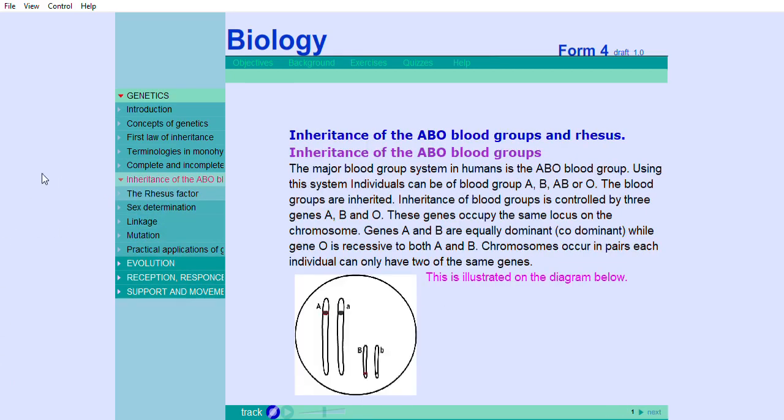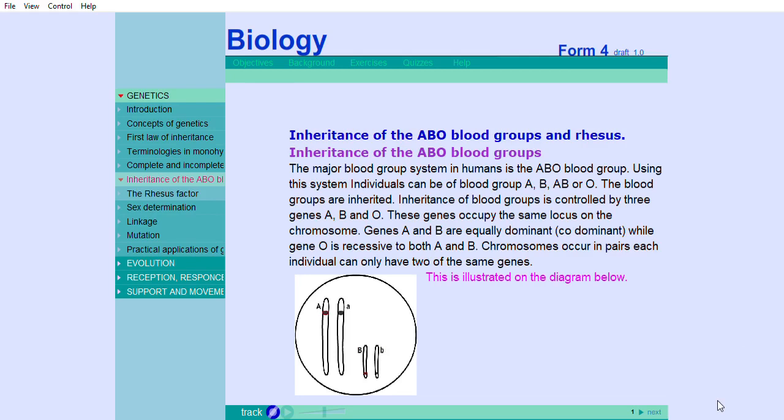Inheritance of the ABO blood groups and rhesus factor. Inheritance of the ABO blood groups. The major blood group system in humans is the ABO blood group. Using this system, individuals can be of blood group A, B, AB, or O. The blood groups are inherited.